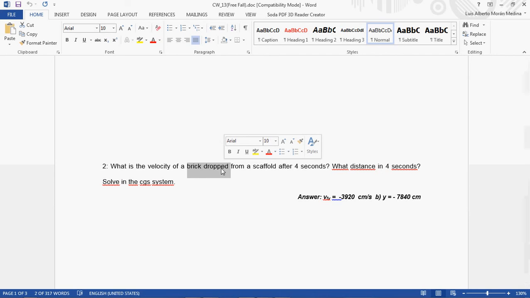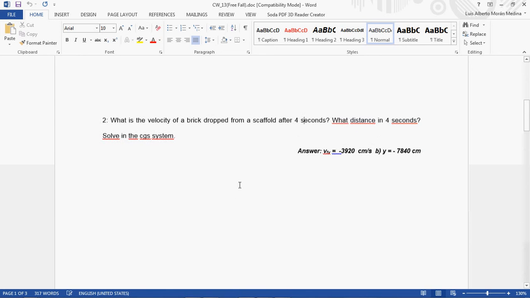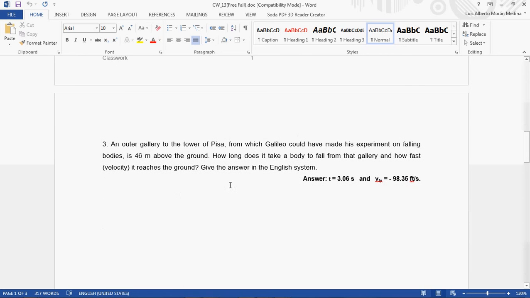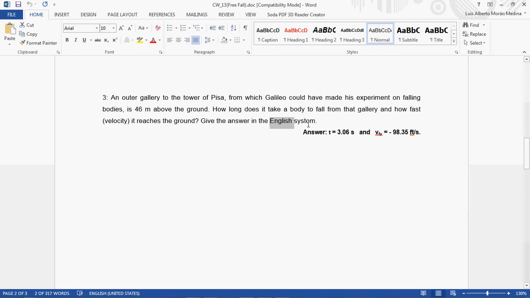Perfect. And you have the time here, and you have the acceleration due to gravity of the earth. In this one, only remember that the 46 meters are 46 meters moving down. So this is similar to the first problem that I explained. This is a y that is not positive, it's negative. And you have to express this in the English system. That's why you have feet per second and seconds.